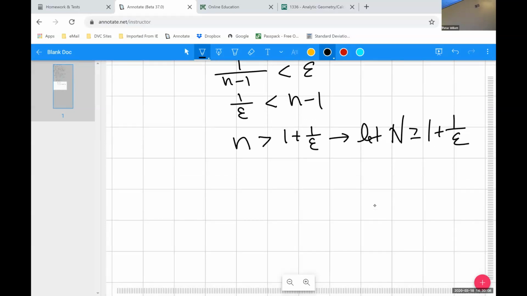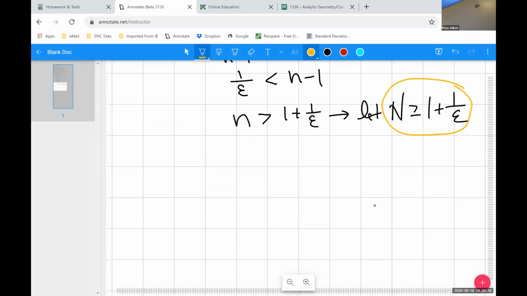So then after that, you would write the proof. This tells me what I need to make it work, and then I would use this to make it work. And then I would write the proof.